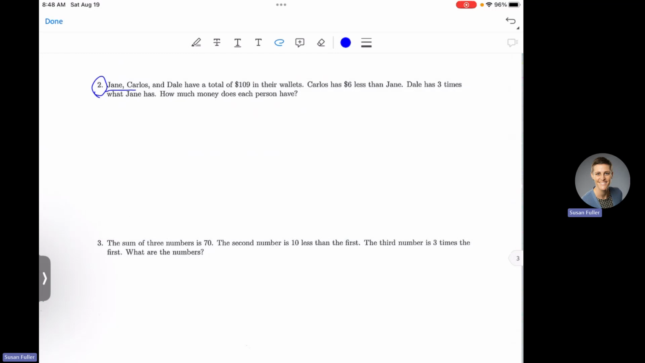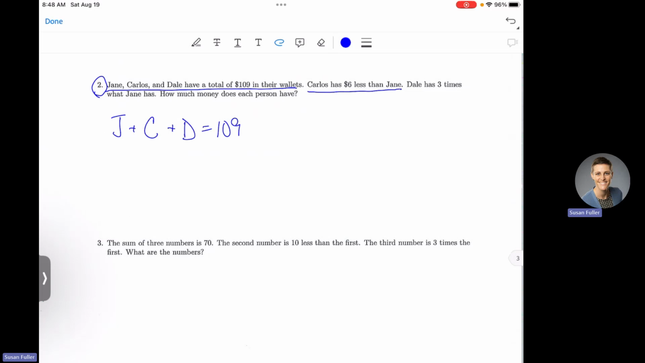So I'm going to take this first one and turn that into math. Jane, Carlos, and Dale have a total of $109 in their wallets. So that means if I add up all the money in each of their wallets, I should get $109. So I'm just going to say whatever Jane has plus whatever Carlos has plus whatever Dale has to be $109. So I'm just turning those words into math.